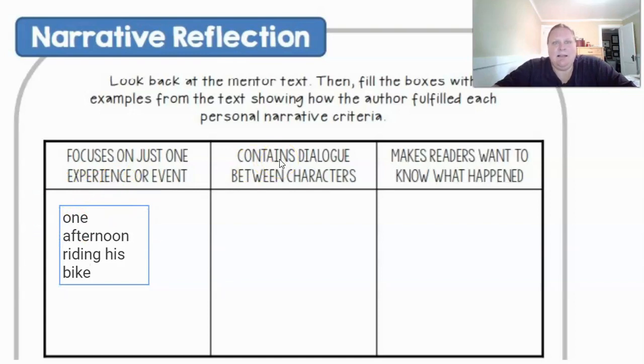Now, was there dialogue between characters? No. Dialogue means that people are talking back and forth. Hey, how are you? I'm great. How are you? Oh, I just lost my tooth and it hurts. That's dialogue. Now, to show dialogue, we use quotation marks. So right now, get your quotation marks out. Quotation marks. And there's two of them, not just one.